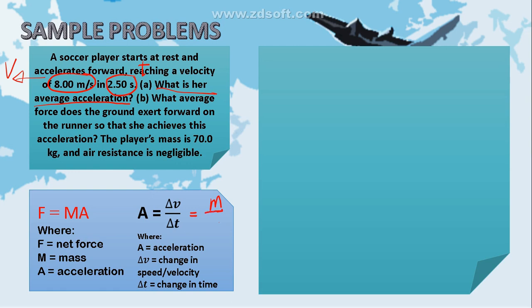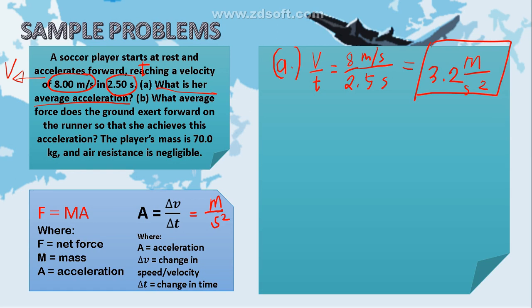So, kung titignan nyo, yung velocity natin is in meters per second. Tapos, kapag dinivide natin siya ng time, which is in a second, dun makukuha yung unit na meter per second squared. So, for letter A, all you need to do is divide velocity over time to get acceleration. That will be 8 over 2.5. So, 8 meters per second over 2.5 seconds. So, your unit will be in meters per second squared. And then, just divide 8 divided by 2.5. You will get 3.2. So, this will be your acceleration. 3.2 meters per second squared.